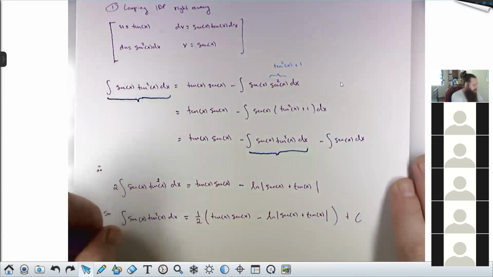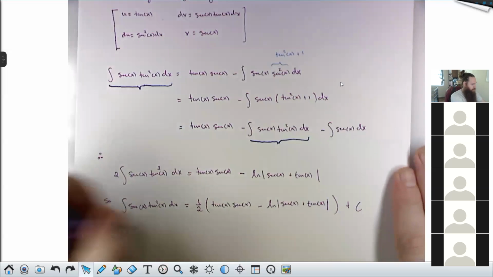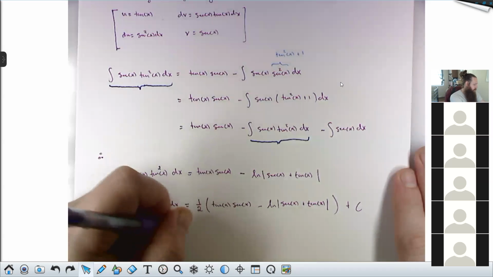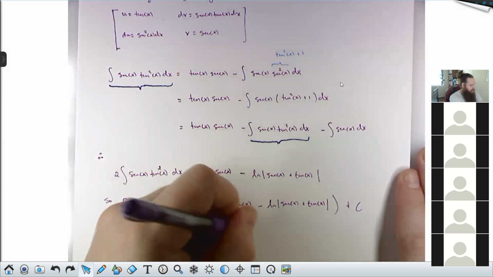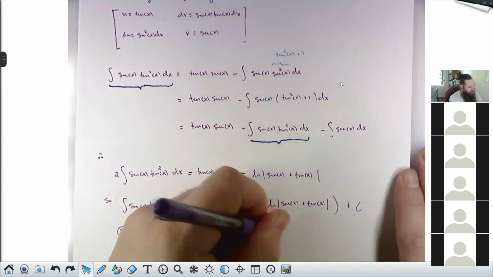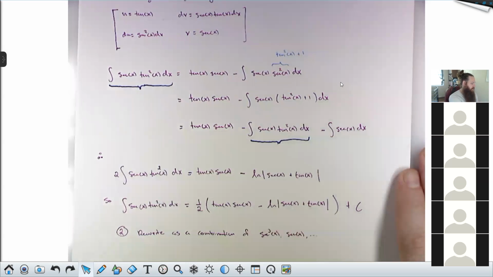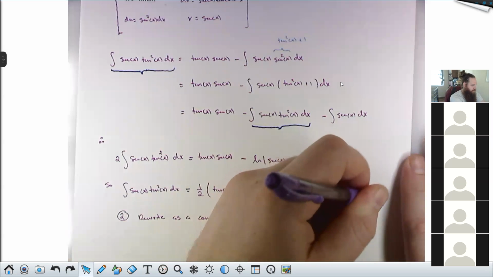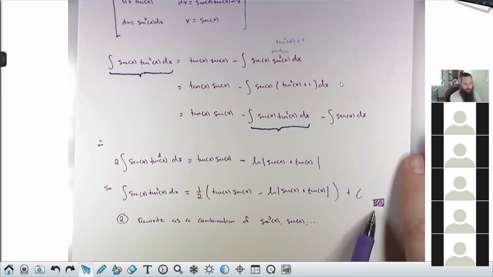The other option for solving this integral is to rewrite it as a combination of secant cubed x and secant x, other odd powers of secant. So we could take our original integral. This is the end of that first solution, right? You guys don't listen to the Doors, do you? This is the end of that first solution, right?